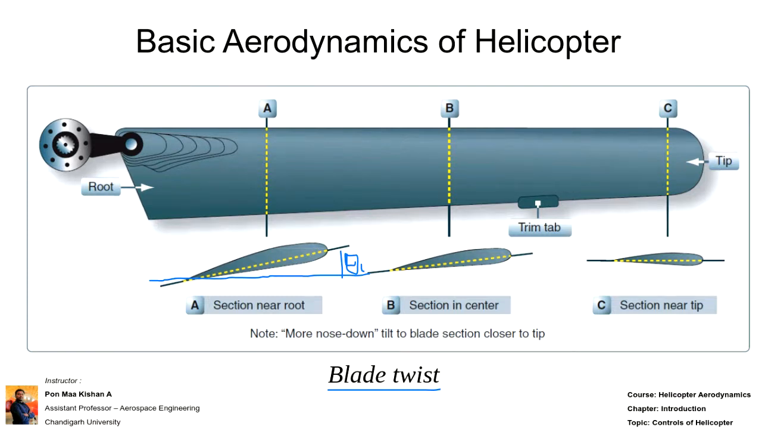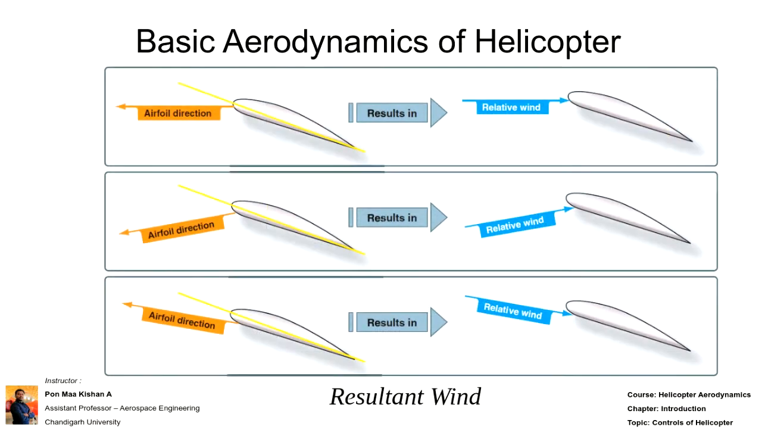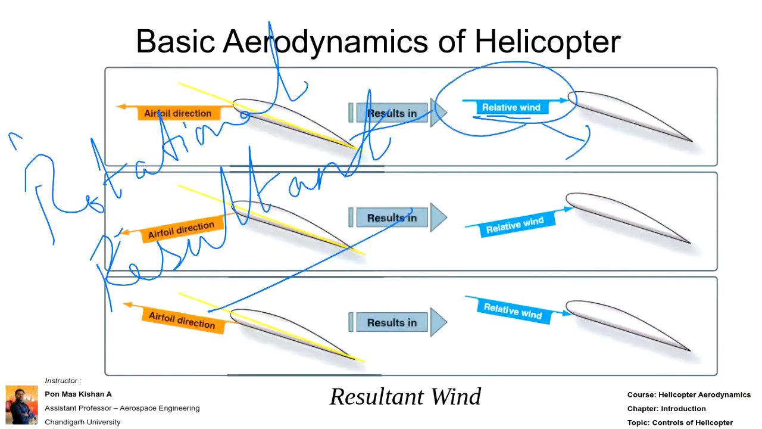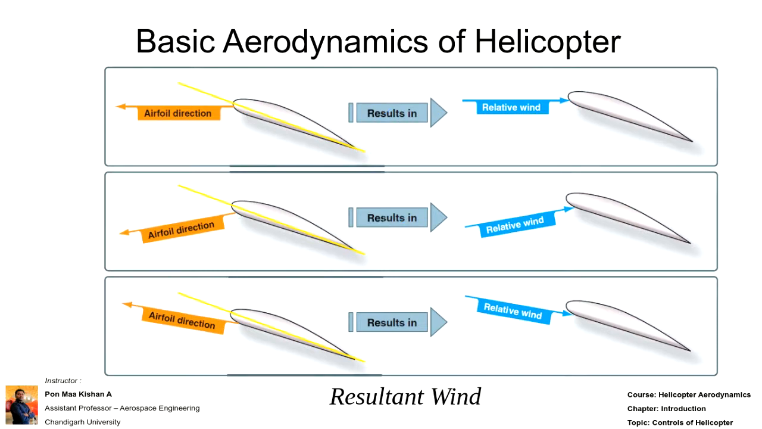While we are studying performance and analysis, we will discuss how the twist gives the performance parameters. Now you need to understand one concept, that is relative wind. There are two types of relative wind: one is the rotational relative wind, and the other is the resultant. The rotational one is simply what we can call the relative wind. So what is relative wind? It is represented with respect to the airfoil direction.